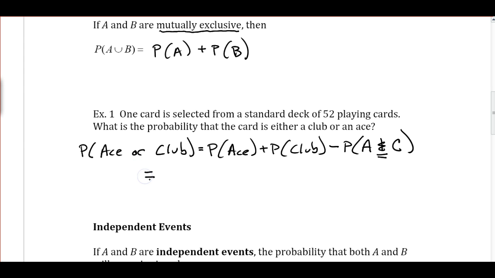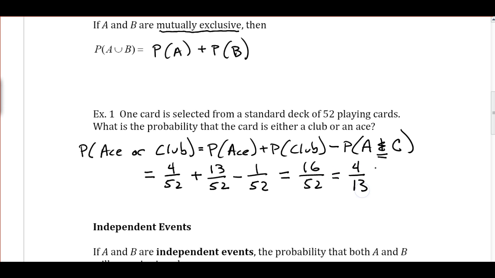The probability that it's an ace: there are 4 aces out of 52. The probability that it's a club: there are 13 clubs in the deck out of 52. Then we need to subtract out when it's an ace and it's also a club. There is 1 ace in the deck that's also a club, so that's 1 out of 52. If we add and subtract, we get 16 out of 52, which reduces to 4 out of 13. I think that's a good example to see how we need to subtract out the union.